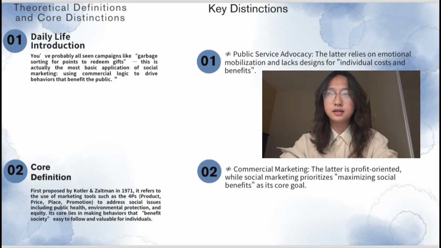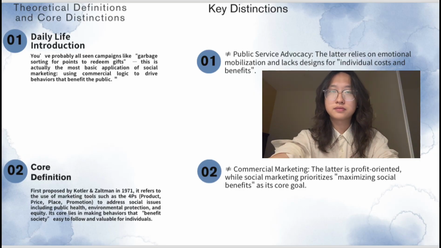Its core idea is to use the 4P tools of business marketing: product, price, place, and promotion to solve social problems like public health, environmental protection, and fairness. To put it simply, it makes behaviors that are good for society easy to do and valuable for each of us.